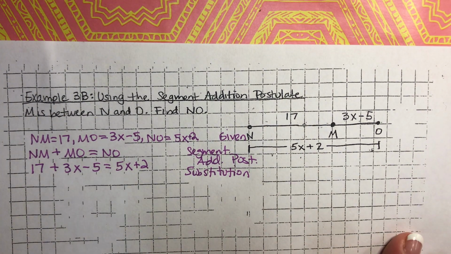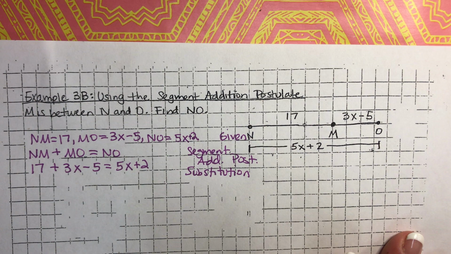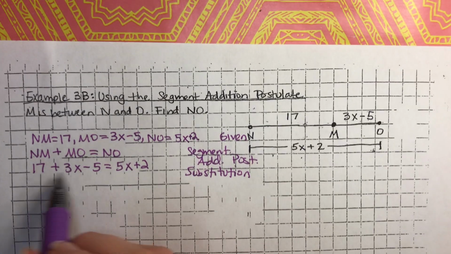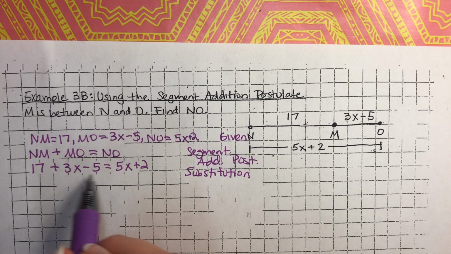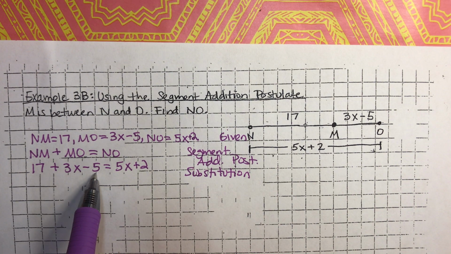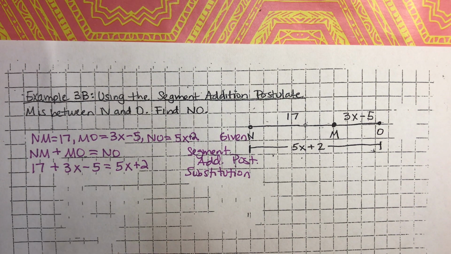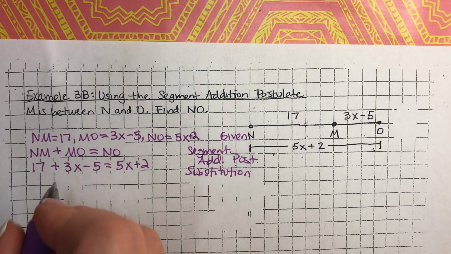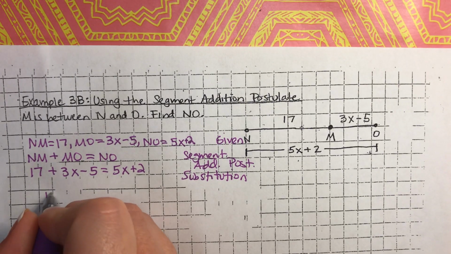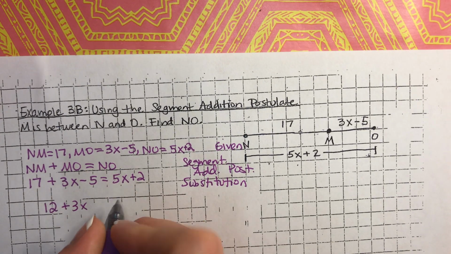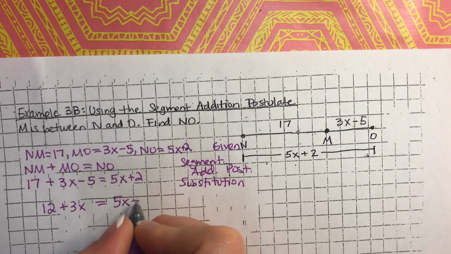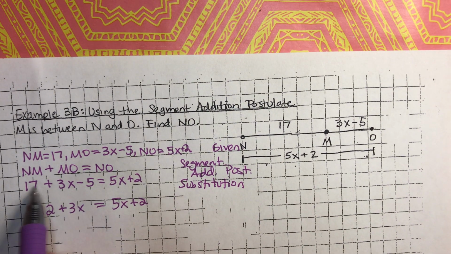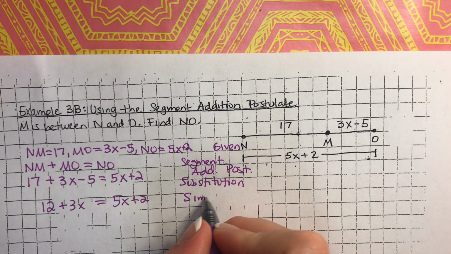Now it becomes an algebra problem. From here, I think I'm going to simplify this side of the equation because I have a 17 and a negative 5. So 17 minus 5, that would be 12. So 12 plus 3x equals 5x plus 2. When I combine them, that's called simplifying.